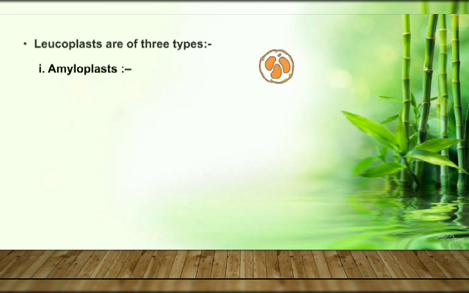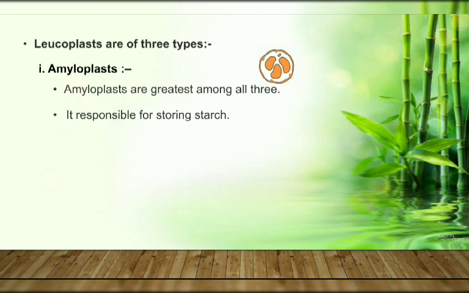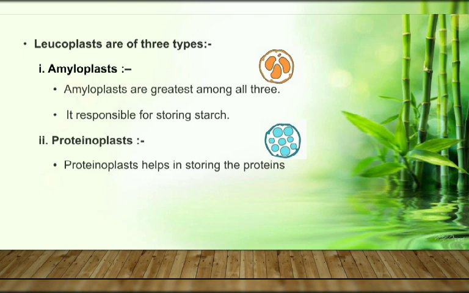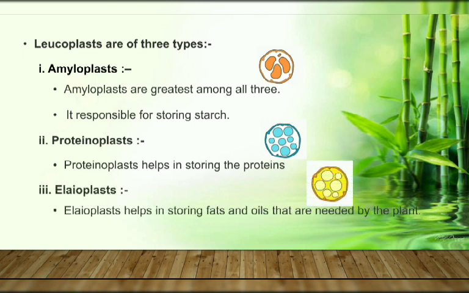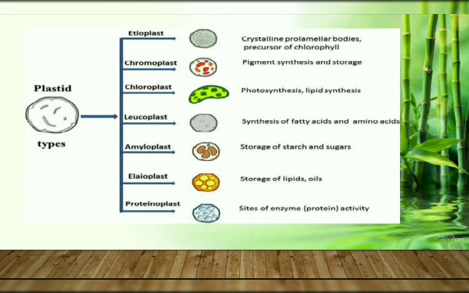It is of three types. First one is amyloplast. Amyloplast is the greatest among all three. This one is the structure. It is responsible for the storing of starch. Number second is proteinoplast. This one is the structure. It is responsible for the storage of protein. Elaioplast. This one is the structure, responsible for storage of fat, lipids, or oil. Clear? You can easily learn from this. In that you see the different types of plastids, their diagrams and their works.